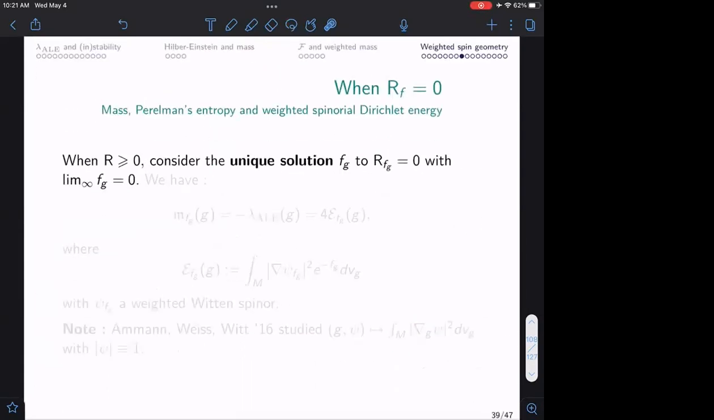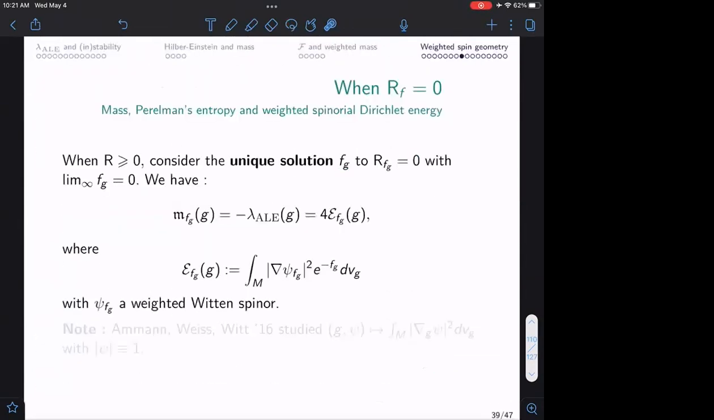OK. So maybe one, there is also an intriguing equality that we have when we take the weighted scalar curvature to be zero. We have equality between three things now: the weighted mass, lambda ALE, and some Dirichlet energy, spinorial Dirichlet energy, which is this one here, just below, through Witten's formula. We just used Witten's formula to obtain this one. But we have equality between three objects which are of very different nature. This is a boundary term. This is a minimization of a function on the whole manifold.